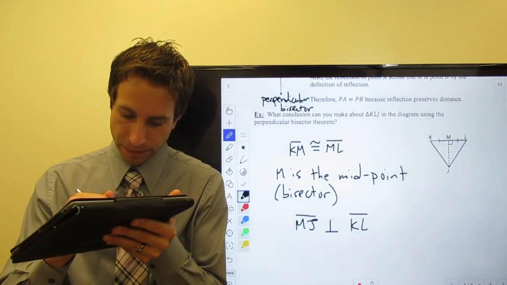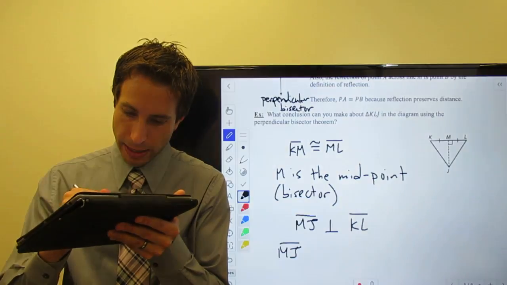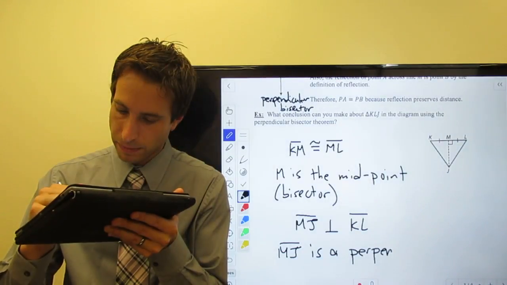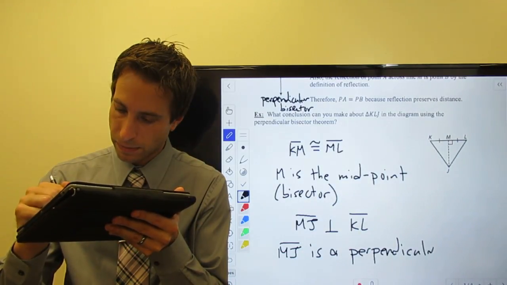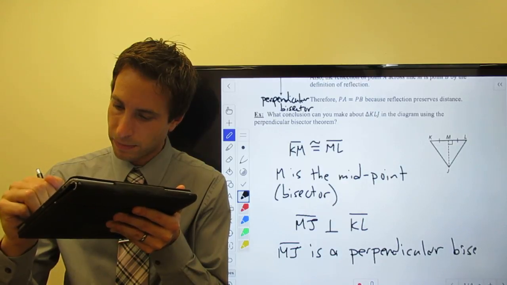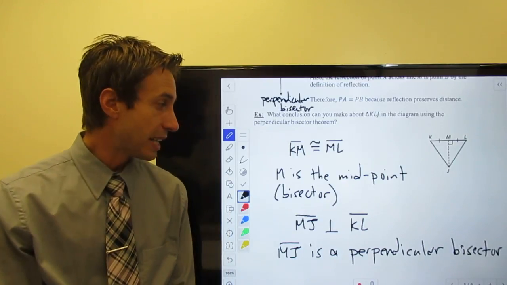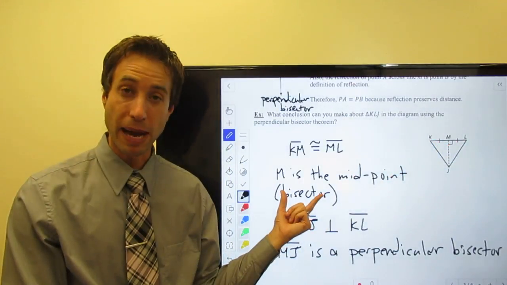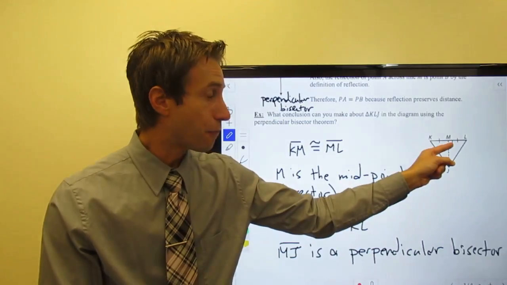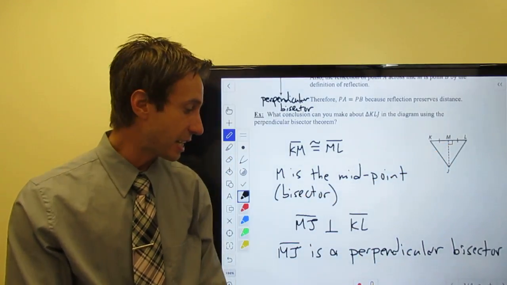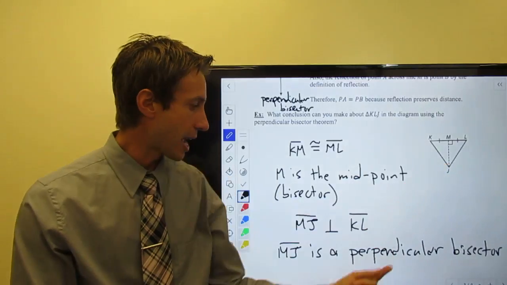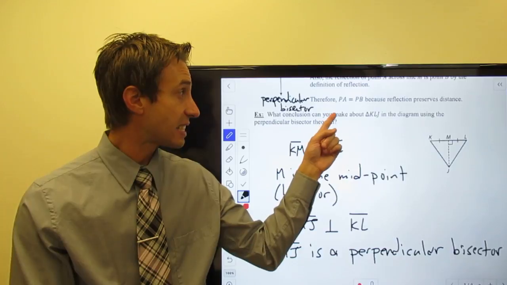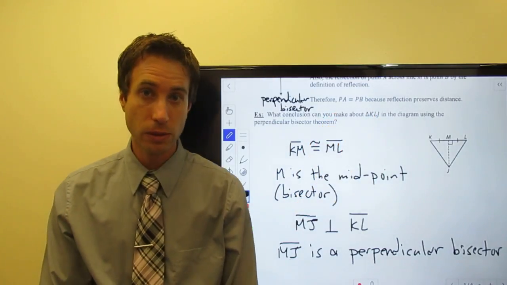What this tells me is that MJ is a perpendicular bisector. I know it's a bisector from this part right here. Those are congruent segments, so M must be the bisector. And MJ forms a right angle. That means it's perpendicular. So this segment, MJ, is a perpendicular bisector.